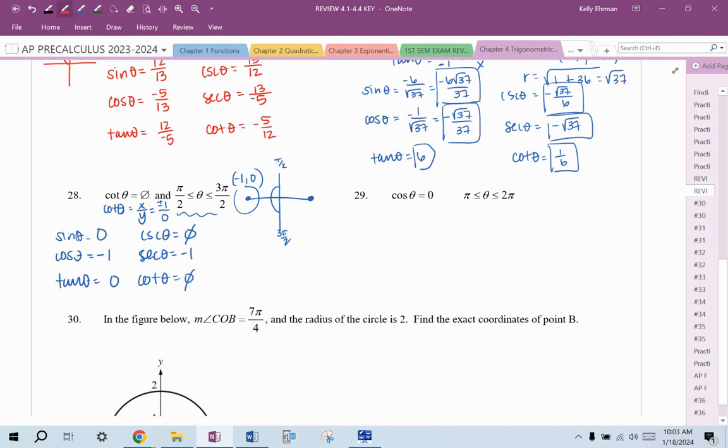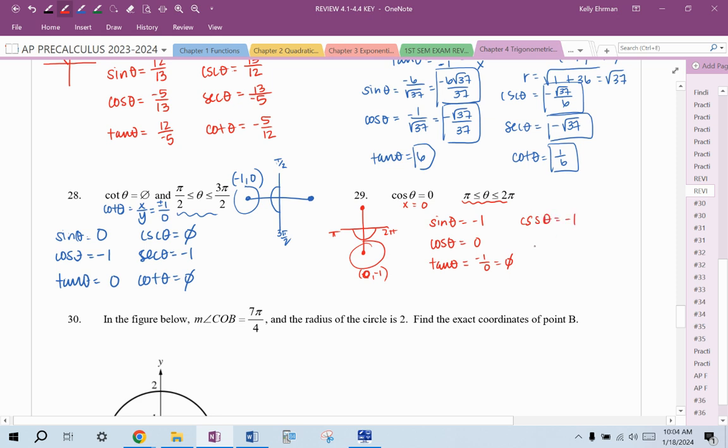All right, and then this one, cosine theta is equal to 0. So this means the x-coordinate is equal to 0. So go back to the circle again. X is 0 at the top and the bottom of the circle. And then this says that theta is between pi and 2 pi. So now we're restricted to the bottom half of the circle. So that means that we have to be down here, which is at 0, -1. So sine theta at the bottom of the circle is -1. Cosine theta was given to me as 0. Tangent theta is -1 over 0, which is undefined. Make sure you write undefined. Don't just leave it at -1 over 0.